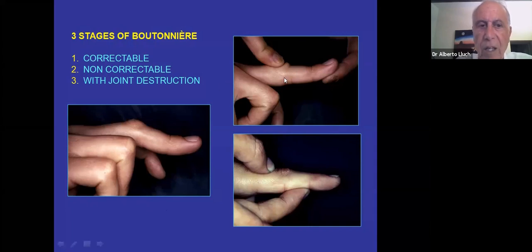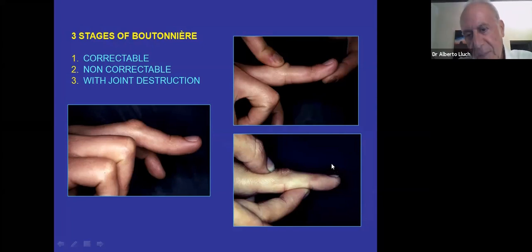If we want to see if it's correctable or non-correctable, we shouldn't do it this way, pushing the distal joint, the distal phalanx dorsally. We should do it pushing the proximal phalanx dorsally and the proximal phalanx volarly. So we can see if this joint is correctable. And also the most important thing is that we want to see if this joint corrects or continues in hyperextension.